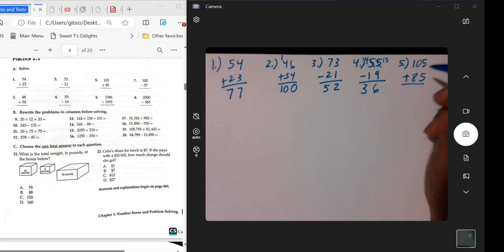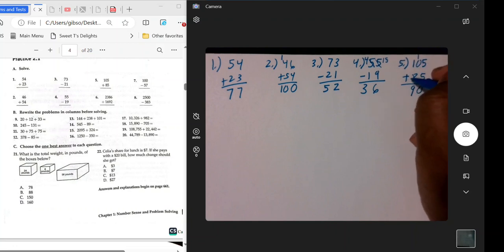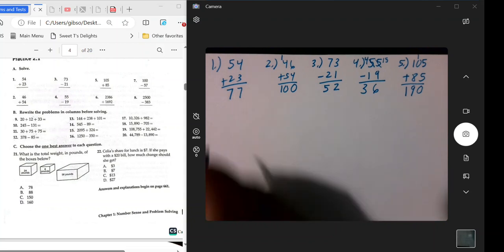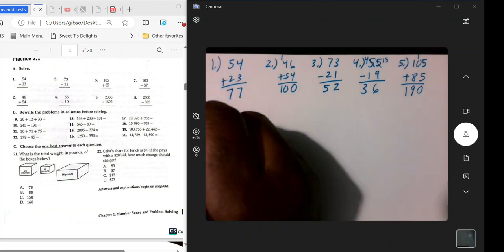Now, since they are perfectly aligned, we can add. 5 plus 5 is 10. Bring down your 0, carry your 1. 1 plus 0 is 1, plus 8 is 9. And then 1 plus, you notice we don't have a number here in the 100 place value with this 85, but it's assumed to be a 0 there. So it's 1 plus 0, which would give us 190. Okay, now we move to problem number 6.